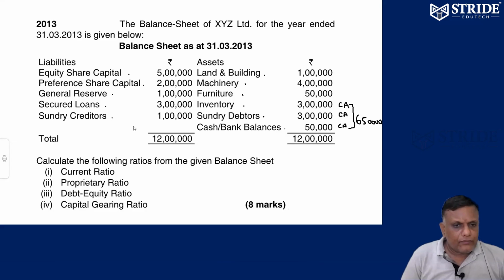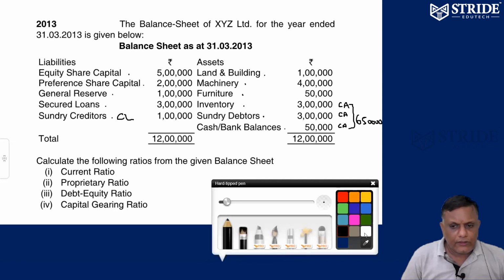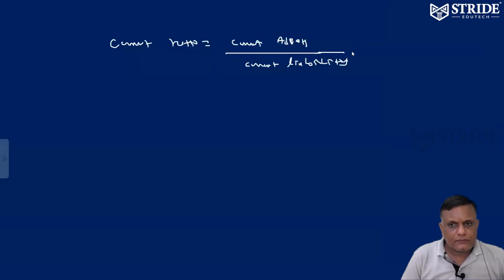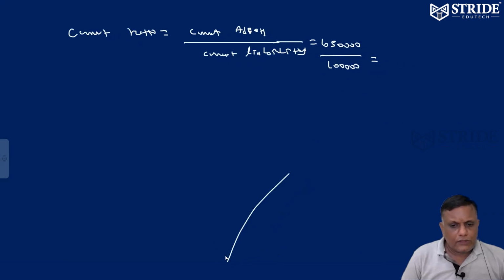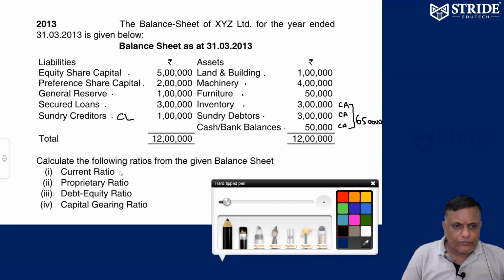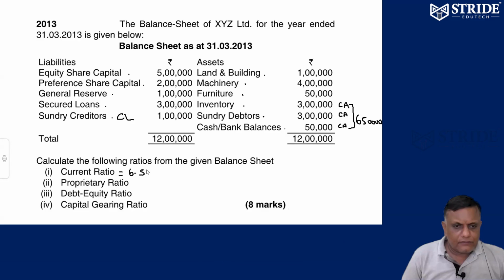Current liability is only secured creditors. That is 1 lakh. So current assets are 6.5 lakhs and current liabilities 1 lakh. So the current ratio is 6.5. That's it. So first question, current ratio is 6.5.